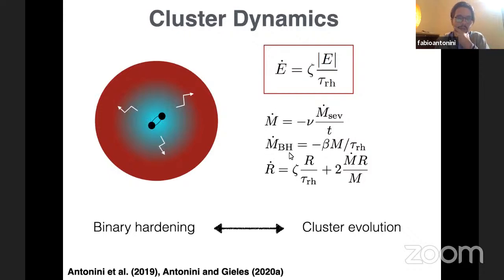And so we use these equations to describe the evolution of the cluster mass due to stellar evolution, for example, the black hole mass, so this is just the total mass in black holes in the cluster, and the radius of the cluster. And you see here that these equations depend on some parameters, nu, beta, and zeta, which we find by fitting the results of N-body simulations. Okay.